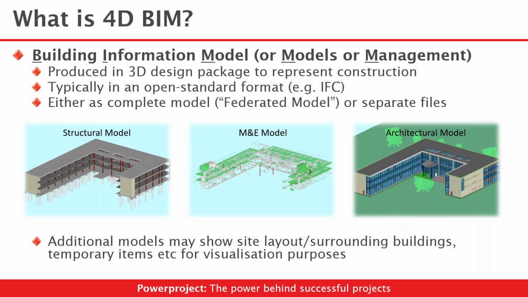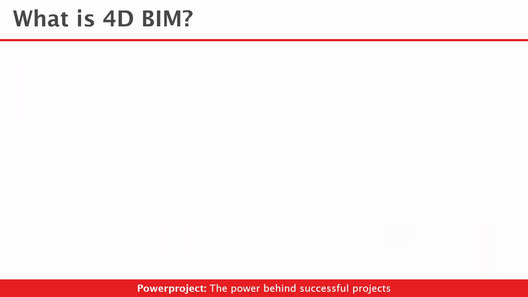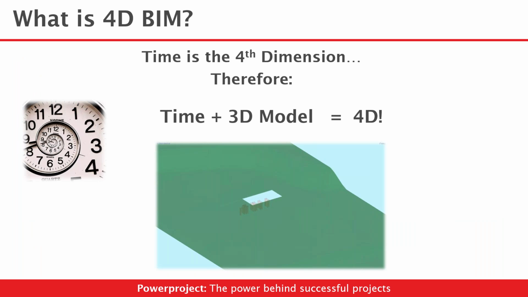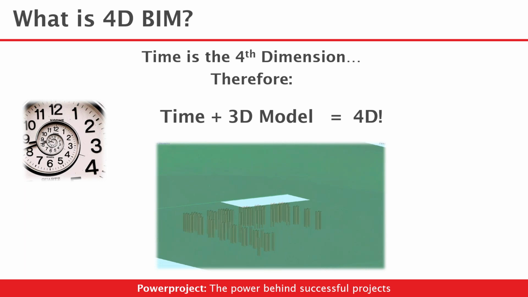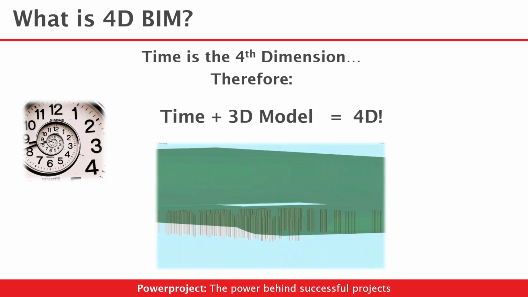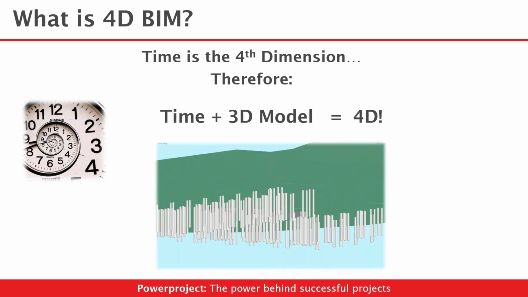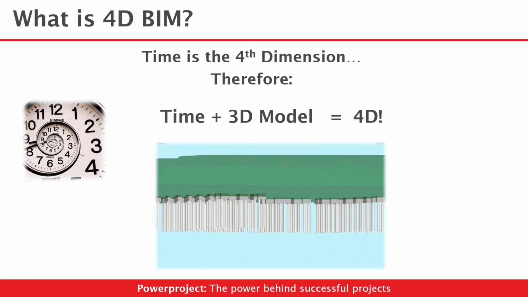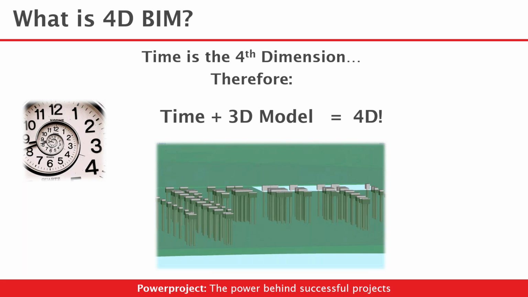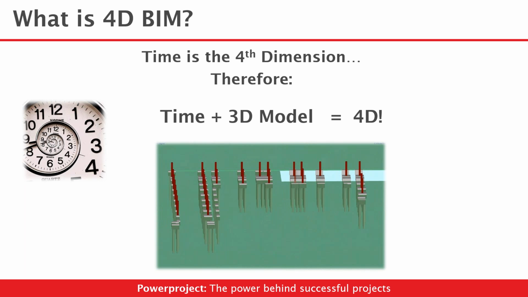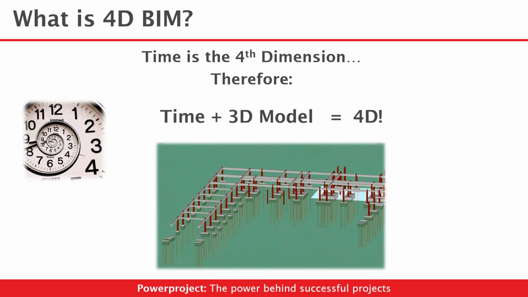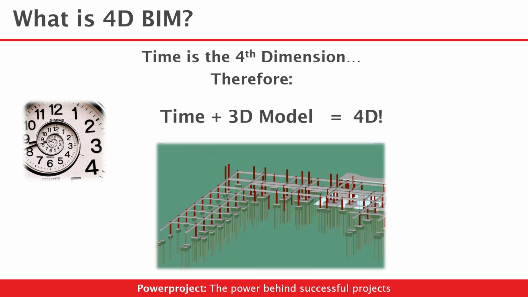So BIM is around that model itself. It starts off as a 3D model. If you add time to that 3D model, when are we going to do things? You add time data, it's called the fourth dimension. So by adding time to a 3D model, that's the fourth dimension, hence 4D. So what we've got on screen is a video showing a building up out the ground over time, and that is a 4D representation of what it is we're up to.